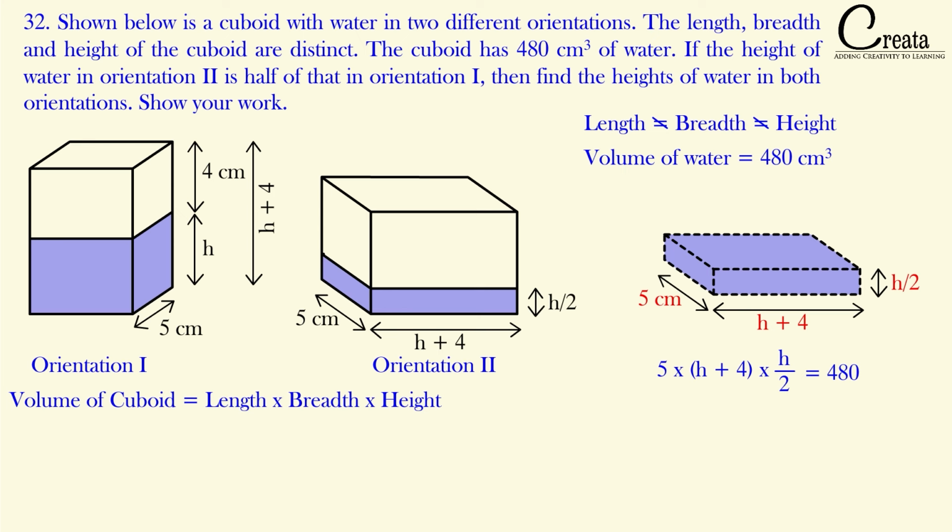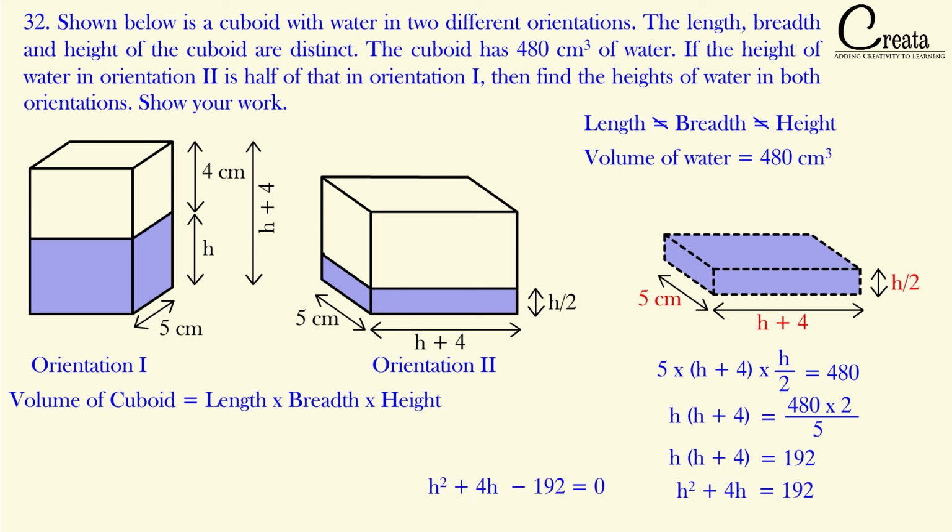The only variable in this equation is h. We just have to solve this equation to get the value of h. That will be the answer to the question. Got it? So let's solve it. Let's take 5 and 2 to the right hand side. We got h into h plus 4 is equal to 192. Simple mathematics. Let's open the bracket and multiply h with h plus 4. It will be h square plus 4h is equal to 192. Let's take 192 to the left hand side. We got our quadratic equation as h square plus 4h minus 192 is equal to 0.